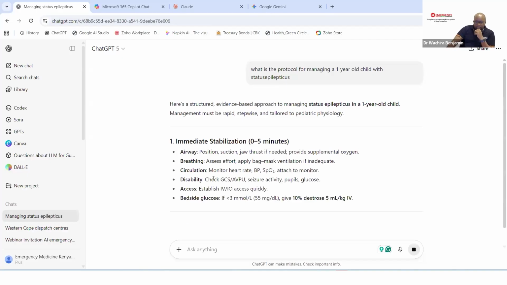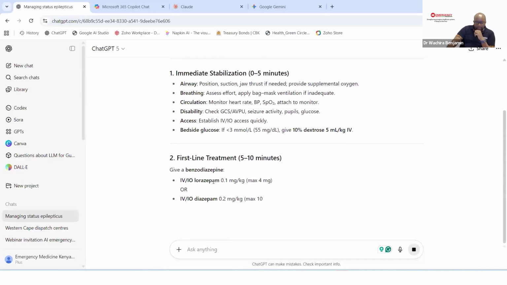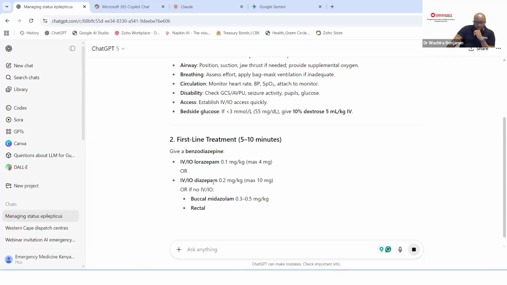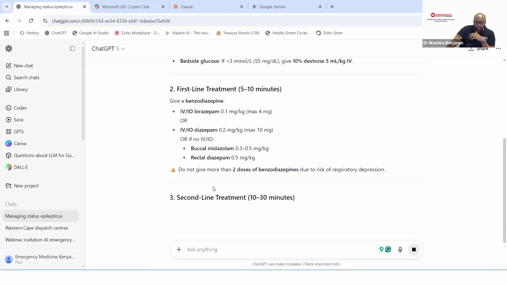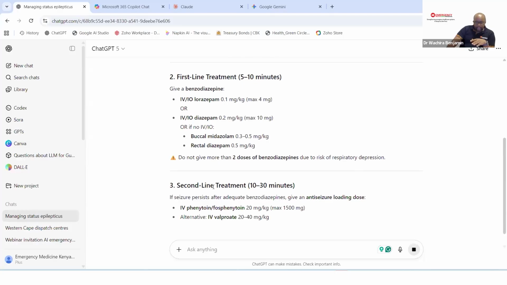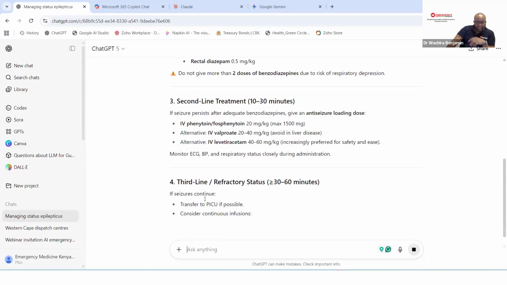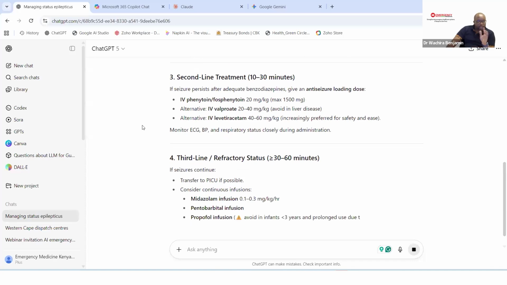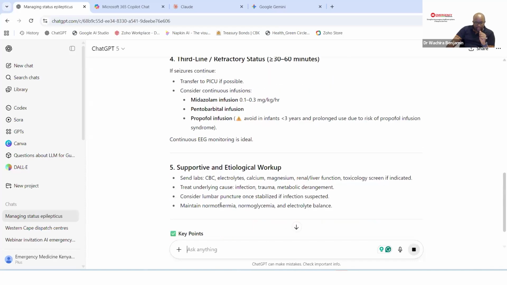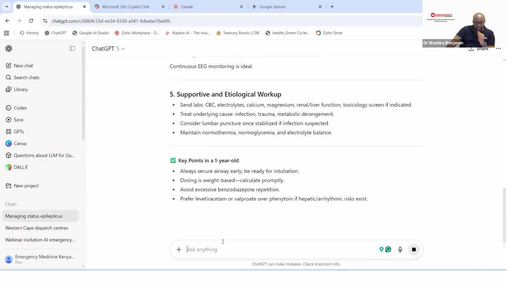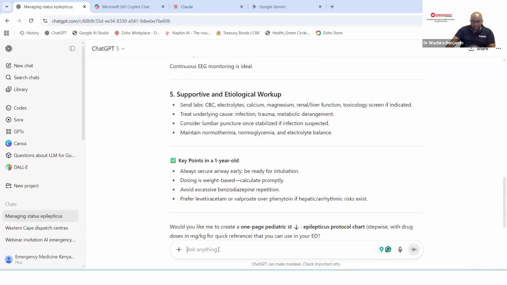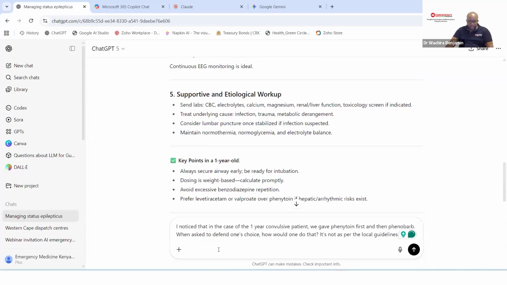ABC, check your sugars, give a benzodiazepine, do not give more than 2 second-line drugs. So phenytoin, valproate, levetiracetam. The third line is where you get into your phenobarbital. Now, Anonymous has asked, so this is an anonymous question: phenytoin first, then phenobarbital. When asked to defend one's choice, how does one do it?